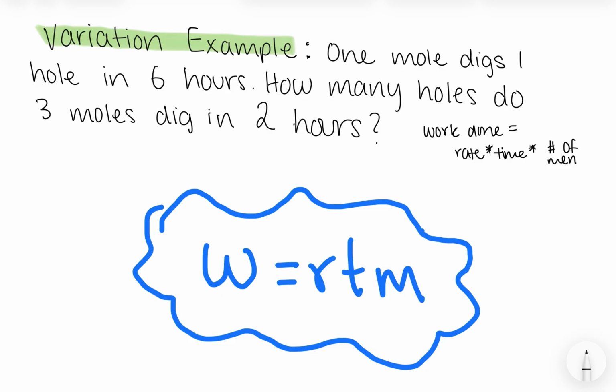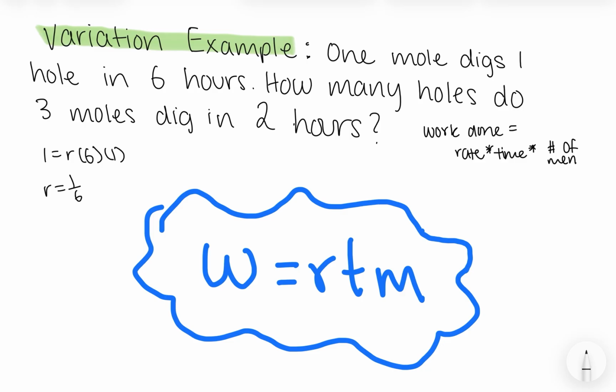We know that the work done is 1 hole, and we don't know the rate, so we're going to leave it as it is. We know the time is 6 hours, and the number of men is 1. So solving for r, we get r equals 1 over 6. Then we're going to use this to solve for what the question is actually asking for.